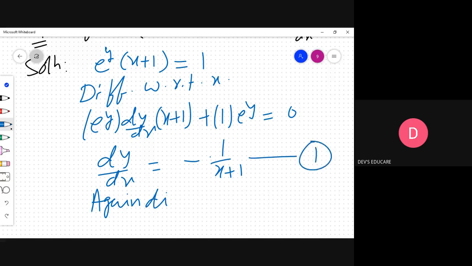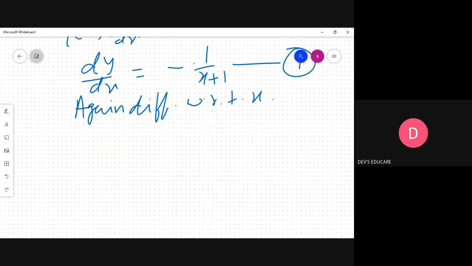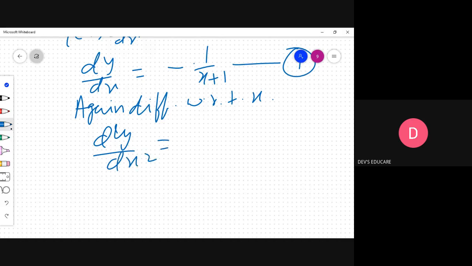this is one, differentiating with respect to x. So this will be d2y by dx square equals to minus minus plus 1 upon x plus 1 whole square. So that can be written as minus 1 upon x plus 1 whole square. Is it?